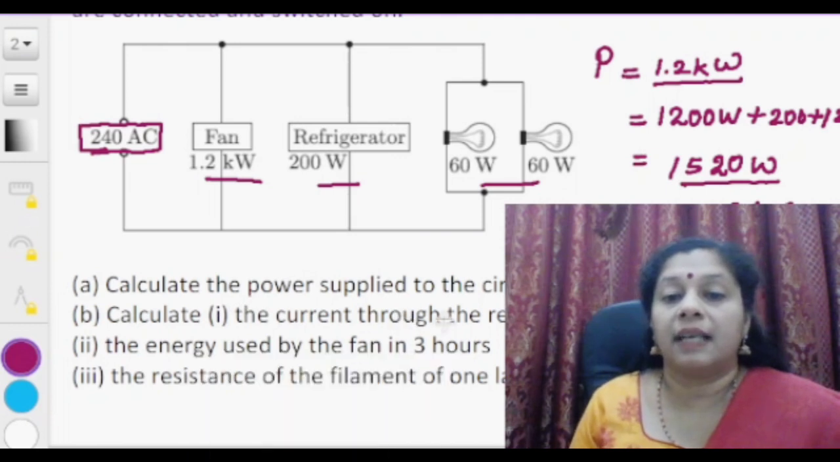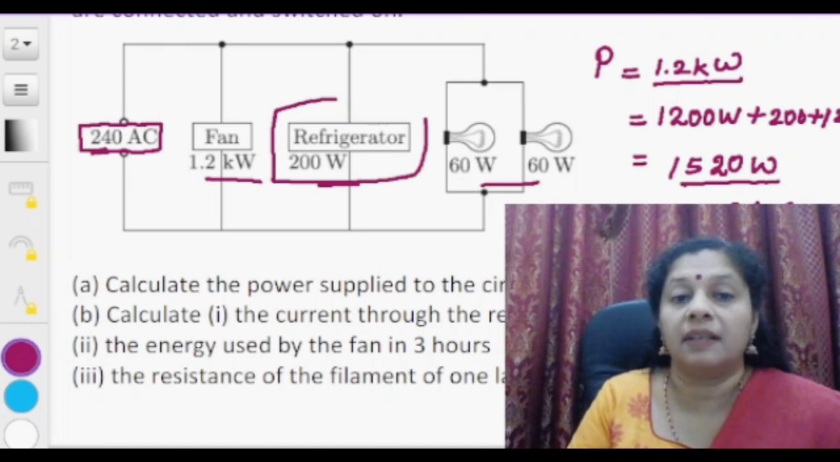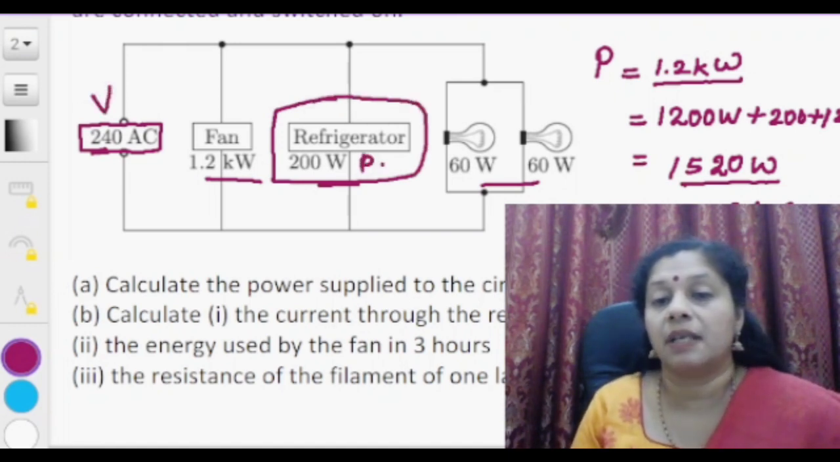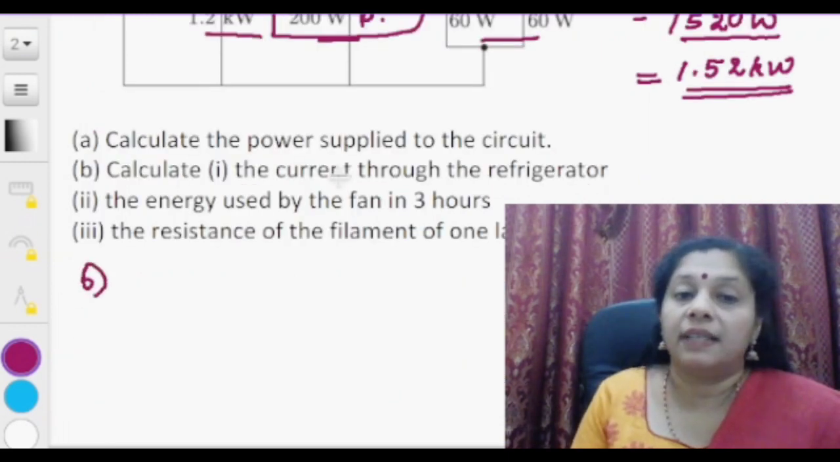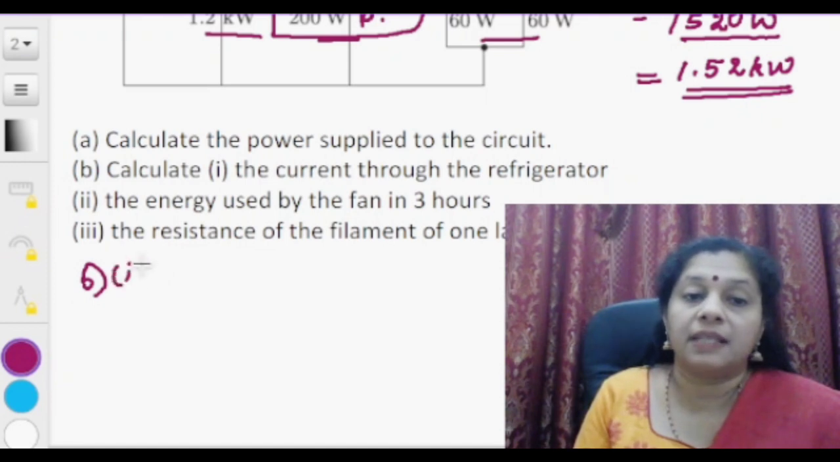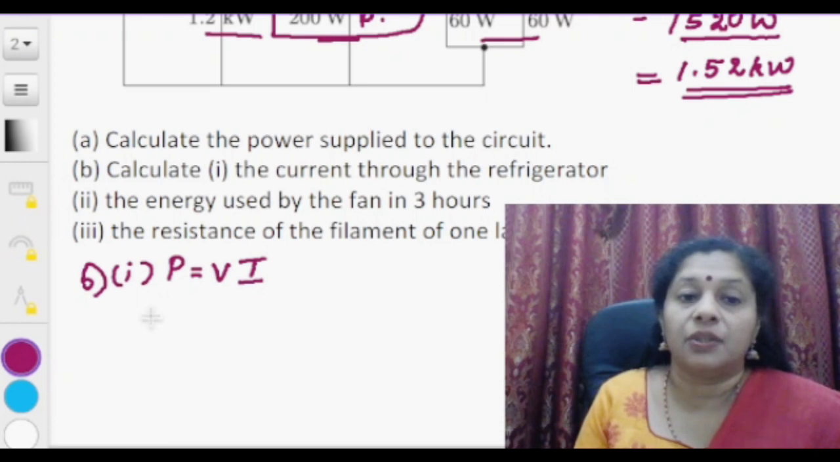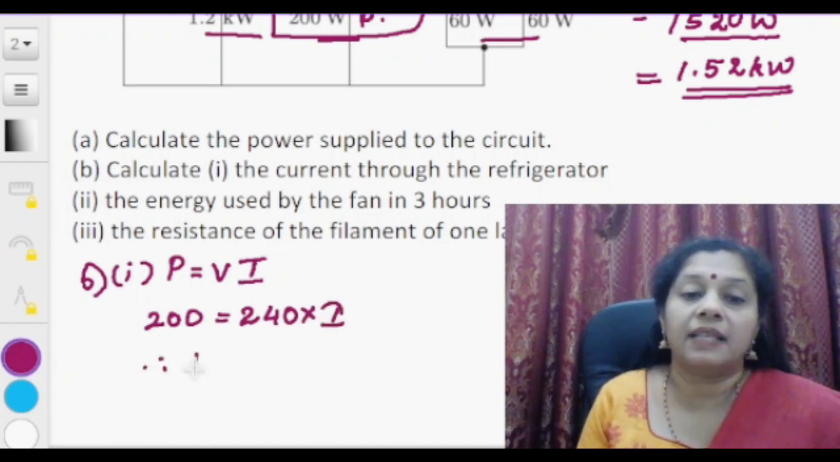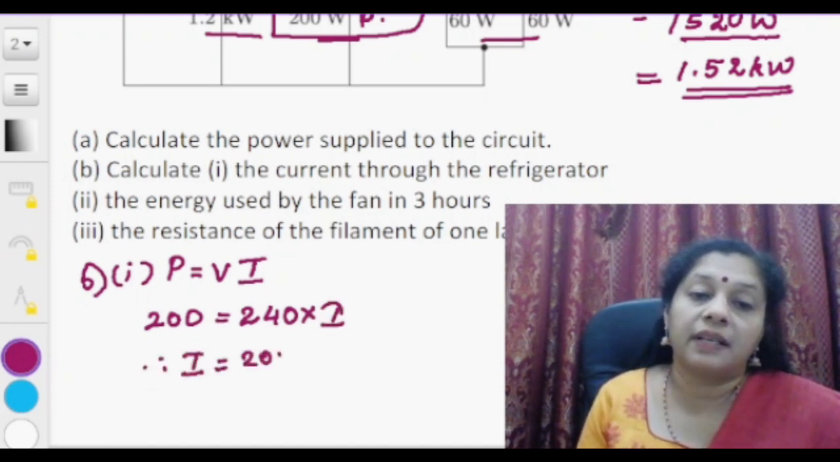Next, calculate the current through the refrigerator. So we know the power here for the refrigerator, and we know the potential difference. So what is the equation? P is equal to VI. So to calculate the current through the refrigerator, we know that P is equal to VI. So power is given, 200 is equal to 240 into I. Therefore I is equal to 200 divided by 240.